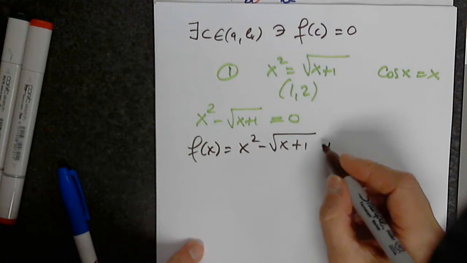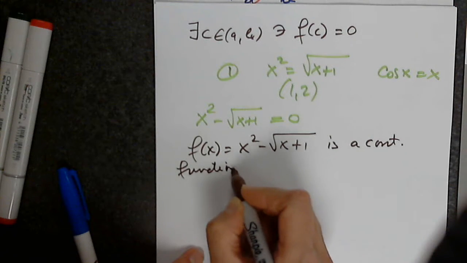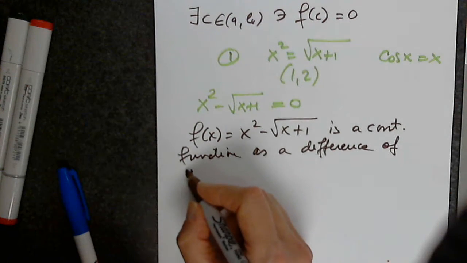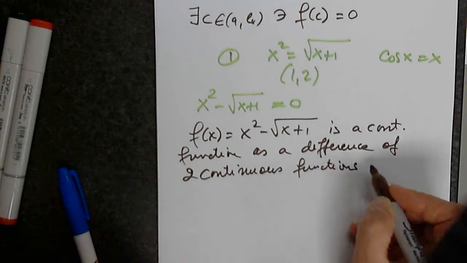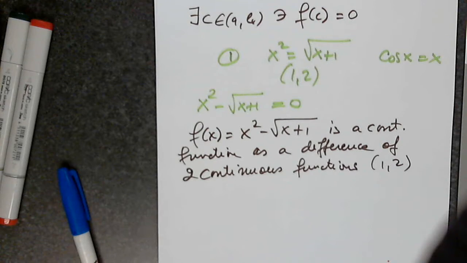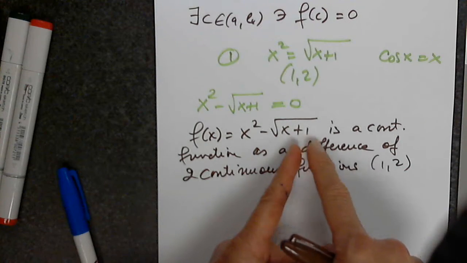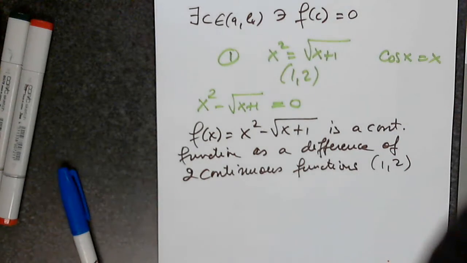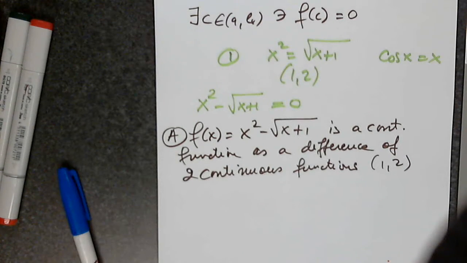I'm going to say f of x is a continuous function as a difference of two continuous functions. Definitely on [1, 2]. X squared is polynomial, continuous everywhere. Now the square root of x plus 1 in the interval [1, 2], the square root of 2, the square root of 3, definitely continuous where it's defined. So the first part of the theorem is clear.